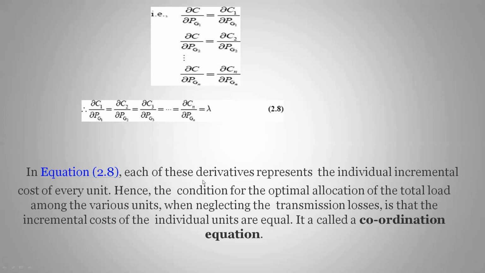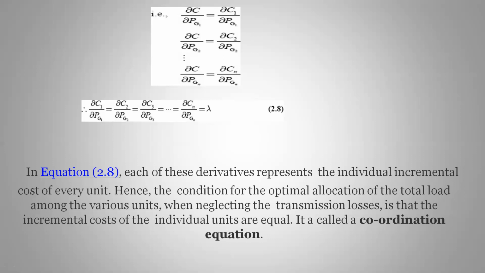So each of these derivatives represents the individual incremental cost of every unit. Hence the condition for the optimal allocation of the total load among the various units, when neglecting the transmission losses, is that the incremental costs of the individual units are equal. It is called the coordination equation. So this equation 2.8 is called the coordination equation.